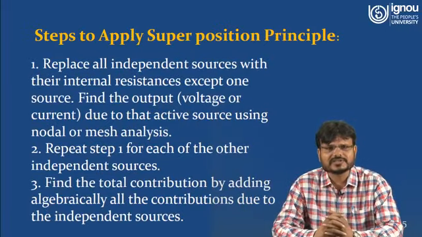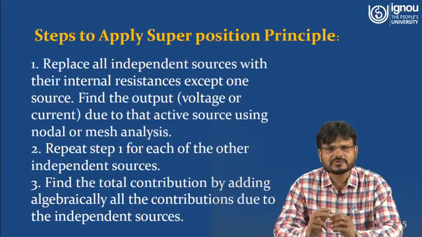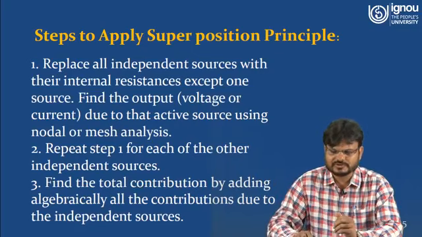So what are the different steps to apply the superposition theorem? The first step is to replace all independent sources with their internal resistances except one source. Find the output, either voltage or current, due to that active source using nodal or mesh analysis. The second step is to repeat step 1 for each of the other independent sources. That means you consider one source at a time and the remaining sources are replaced by their internal resistance. Then find the total contribution by adding algebraically all the contributions due to the independent sources.